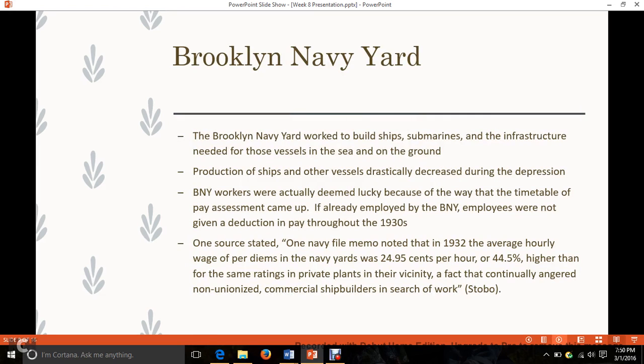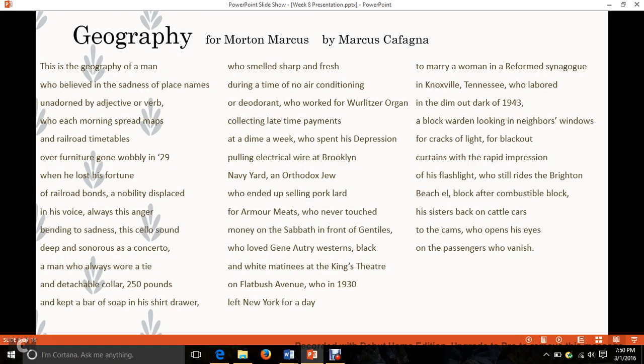Another element that's discussed, and this is another job-related deal, is that he worked in the Brooklyn Navy Yard pulling electrical line during the Depression. I like the way that, and I'm going to go back to the poem, the way that is portrayed, because it's a cool way to word it.